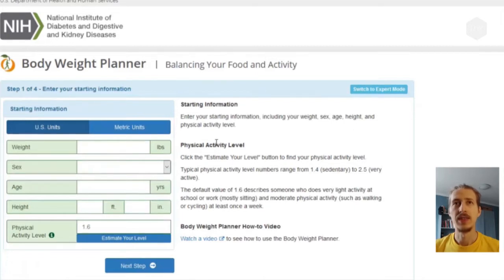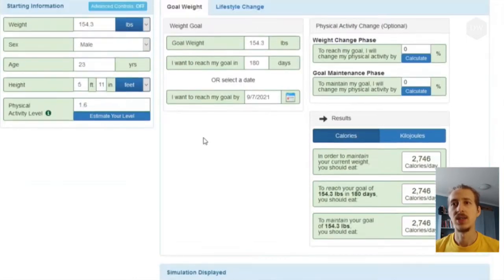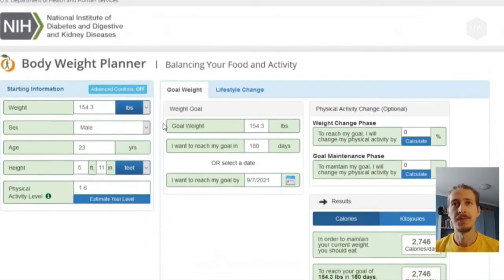Well, the first thing that you will notice when you reach this site is that you have imperial or US and metric units, and you also have expert mode. I will use expert mode here because I see changes right away. First, I will use kilograms and centimeters. My current weight is 61 kilograms. I'm male, 29 years old, 175 centimeters. Okay, here we go.